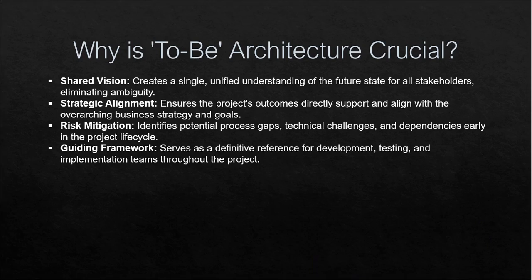Let's discuss why to-be architecture is crucial and important for the organization, and why they are looking for it. It helps us share the vision of the goal, it helps strategic alignment, it is a risk mitigation tool, and it is a guiding framework for how the to-be process will look. Let's discuss these four things in detail, step by step. The first one is shared vision.